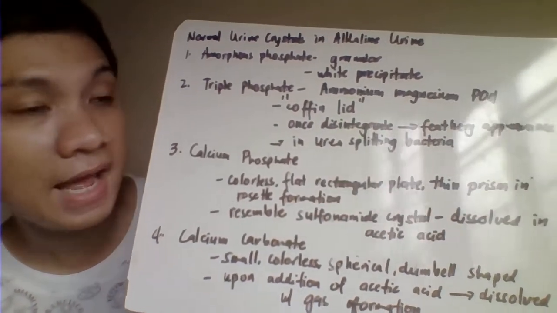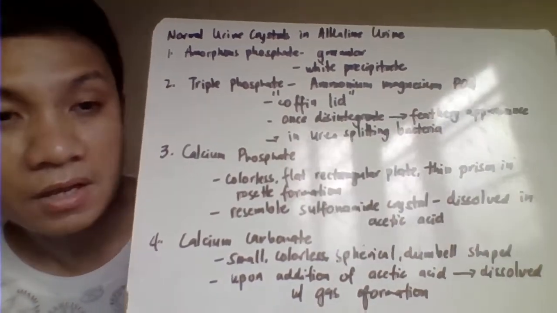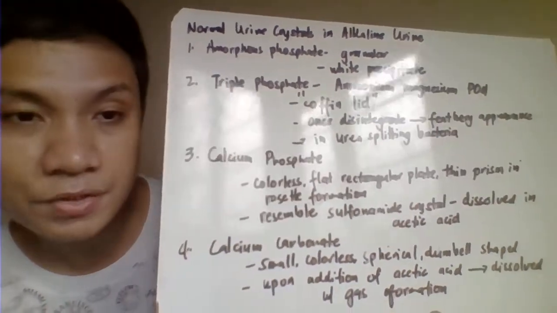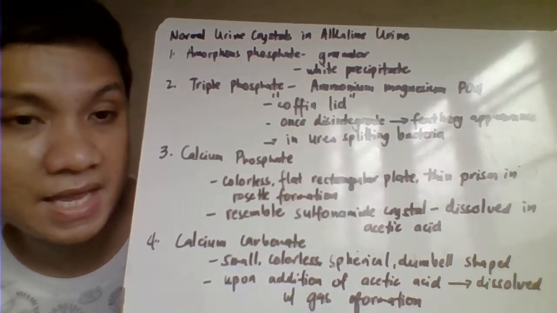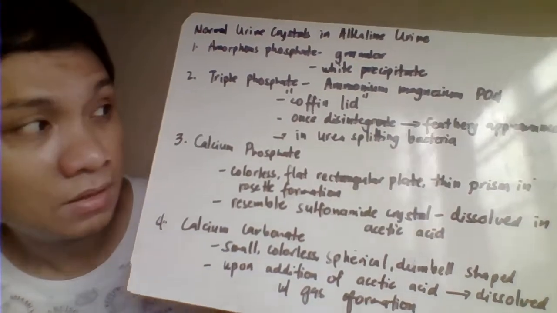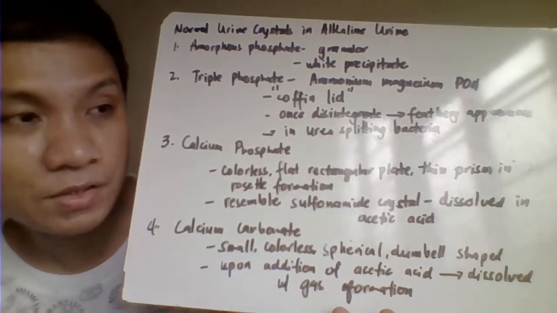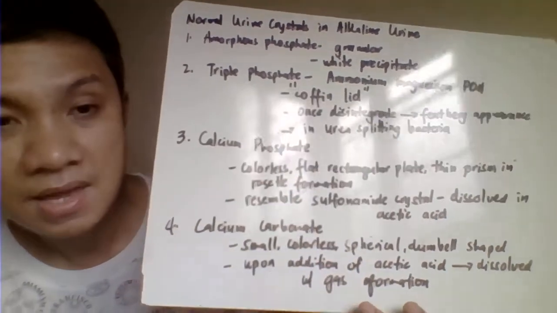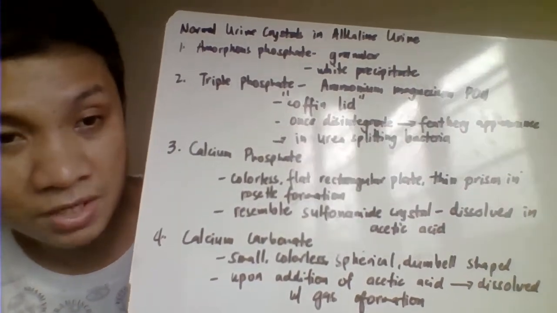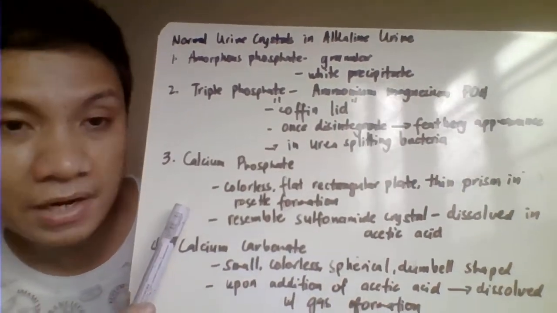And again, however, unlike your amorphous urate, amorphous phosphate could not be dissolved by warming your urine sample. It's being dissolved by addition of your acetic acid. Then we have your triple phosphate or your ammonium magnesium phosphate, which would have your characteristic na coffin lid appearance, parang siyang kabaong. Okay, so once this tries to disintegrate, that would eventually produce here a feathery appearance. And usually it could be found here in the urine sample with a bacterial infection containing the urea splitting na mga bacteria.